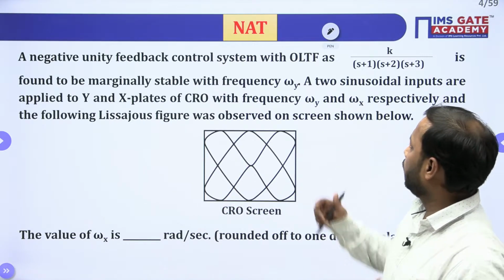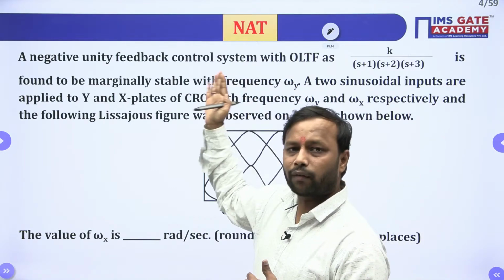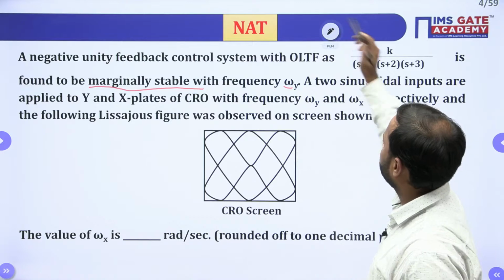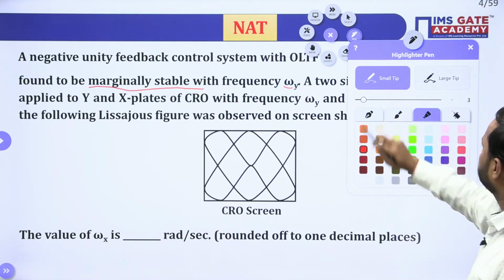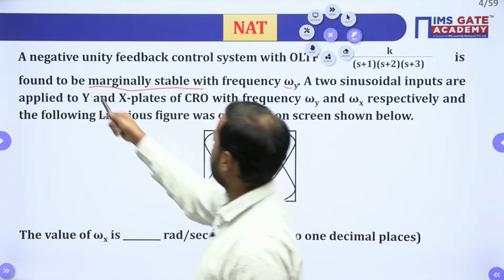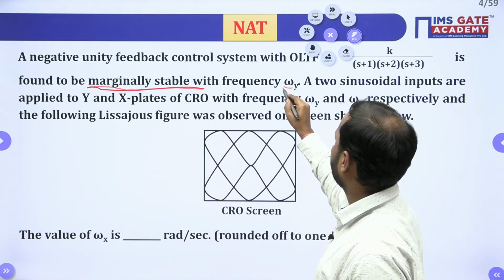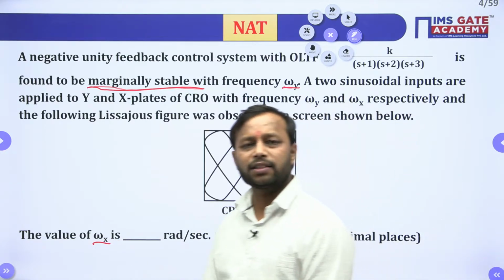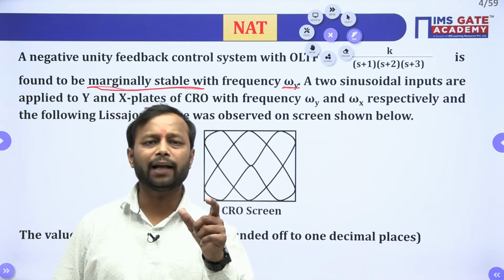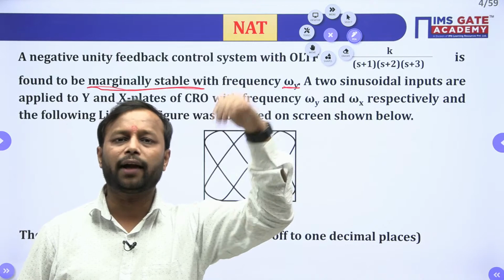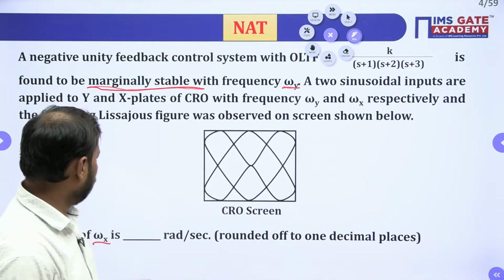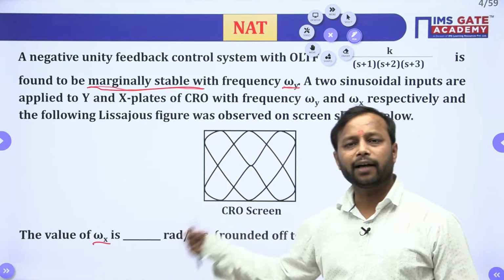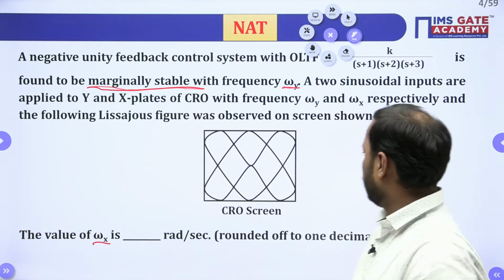Here we have omega y. This is the frequency where the system is marginally stable, and we need to find omega x. Omega y is the frequency of the unknown signal, where y implies the frequency applied at the y input, or the vertical plate, and omega x is the frequency of the known signal, which is applied at the x plate, or the horizontal plate.